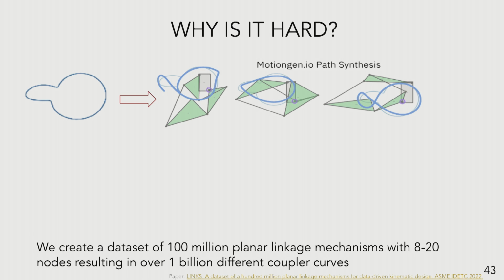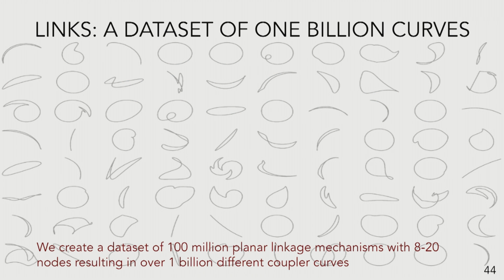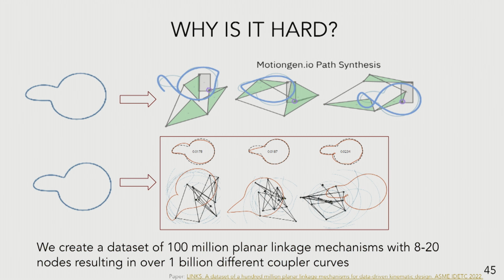This is commercial software that's out there, motiongen.io. You can see that you're given a target curve. It kind of achieves it, but not really. So what we did was we created a data set of 100 million planar mechanisms and about 1 billion coupler curves. And then we started training contrastive models. But before contrastive models, just creating this huge resource, which is publicly available, and doing a simple retrieval on this data set already does better than commercial software. So we can just go and find the mechanism which is closest given the curve.